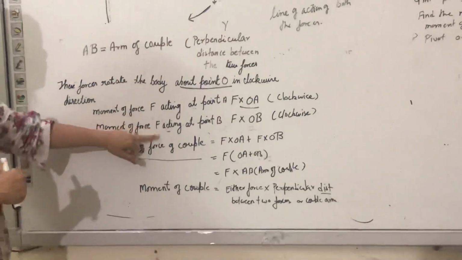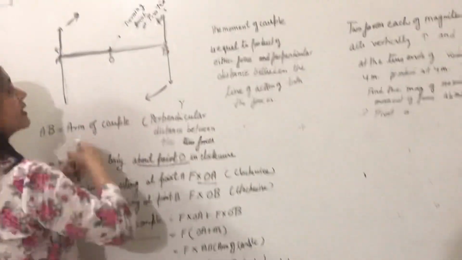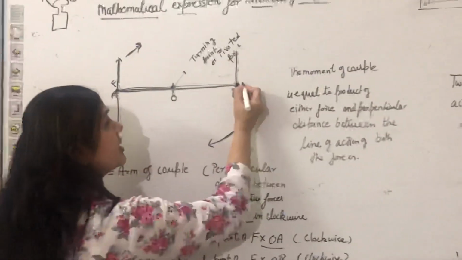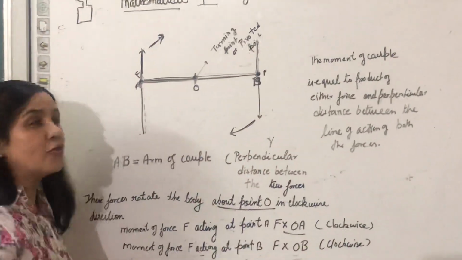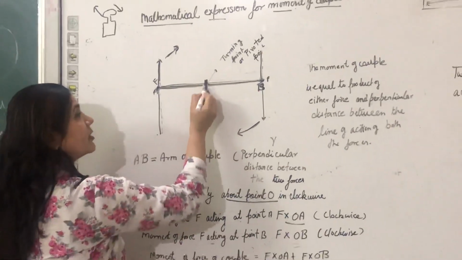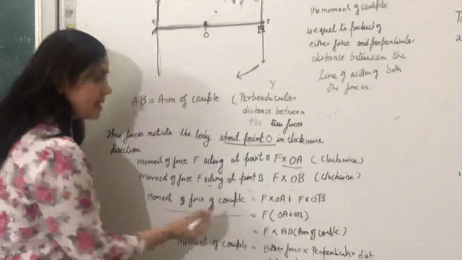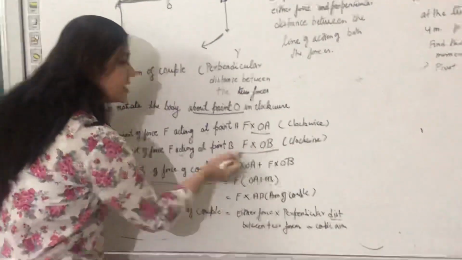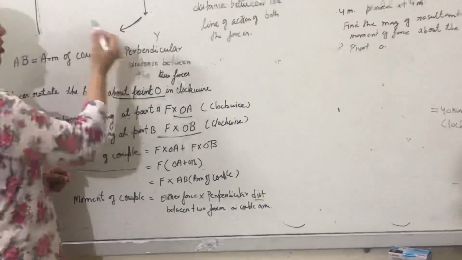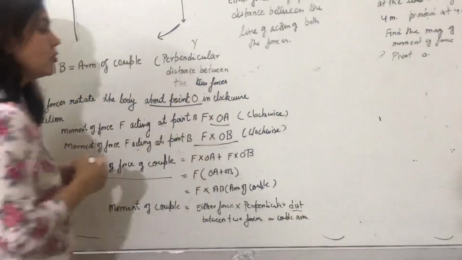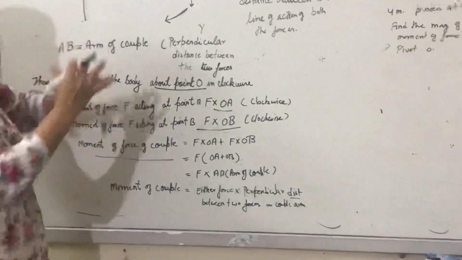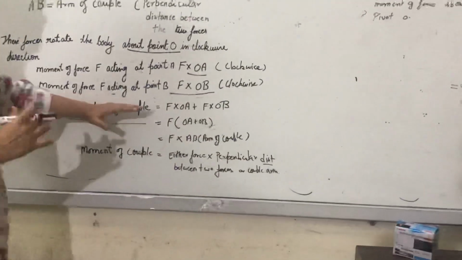Again, the moment of force F acting at the point B. What will the moment of force acting at the point B be? This is the point of application of force, and the perpendicular distance from the pivoted point, or the turning point, is OB. So at B, the moment of force, again with clockwise direction, is F into OB. Now, the moment of the force of couple.